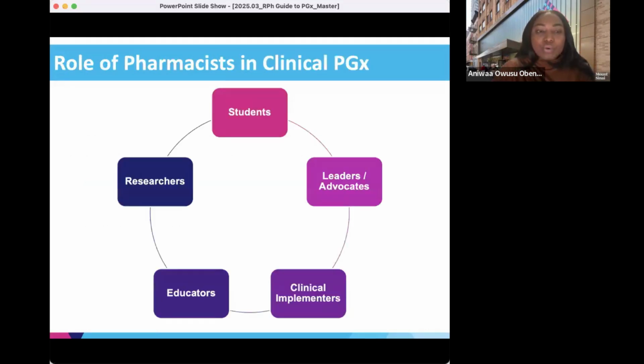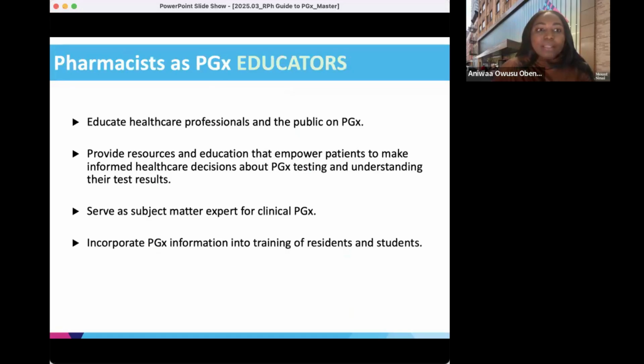So the last two roles that I want to highlight are the roles of an educator and the roles of researchers. I believe that as pharmacists, we should be educating others about pharmacogenomics. Just even this introduction that you've heard today, we need to talk to other healthcare professionals and the public about the impact of pharmacogenomics. We need to be able to provide resources and education that would empower our patients to make more informed healthcare decisions.